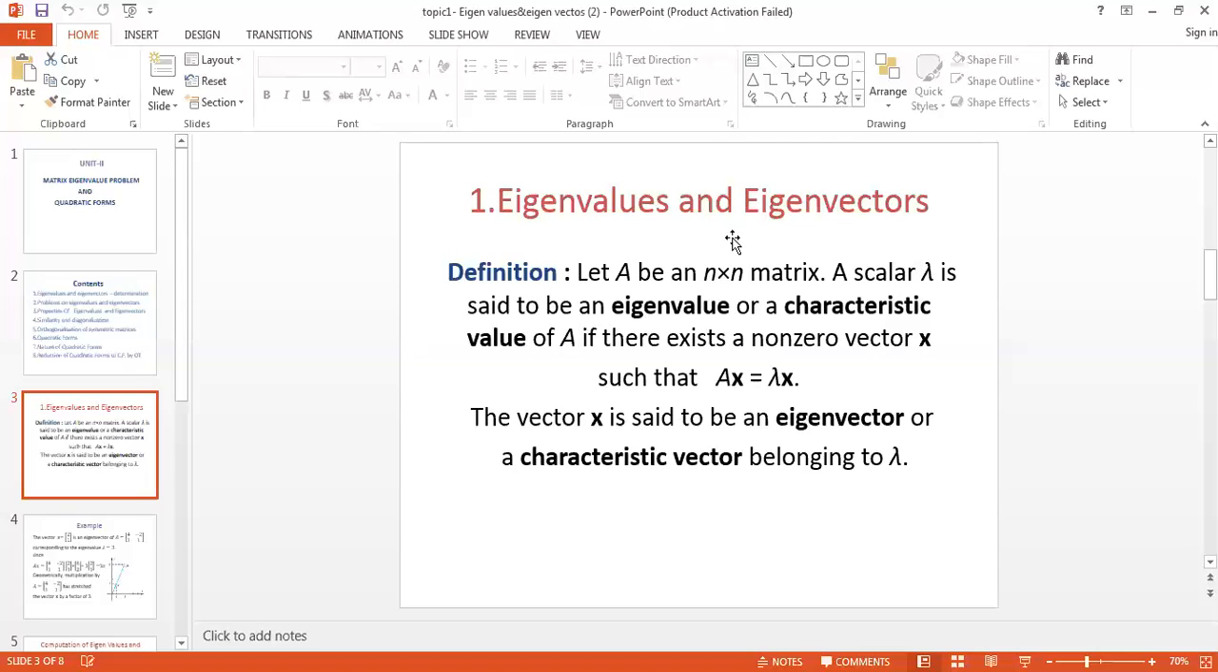Let A be an n by n matrix. Scalar lambda is said to be an eigenvalue or a characteristic value of A if there exists a non-zero vector x such that Ax equals lambda x. The vector x is said to be an eigenvector or a characteristic vector belonging to lambda.